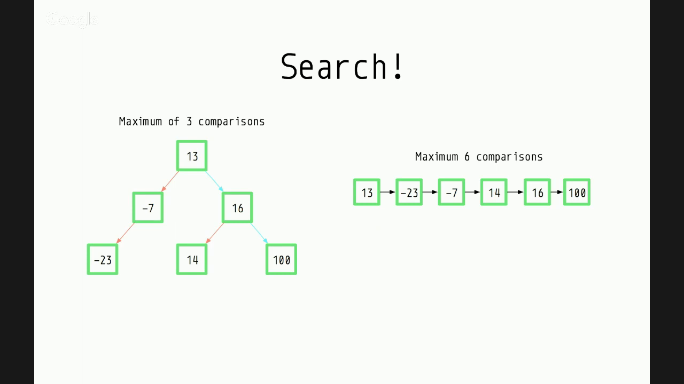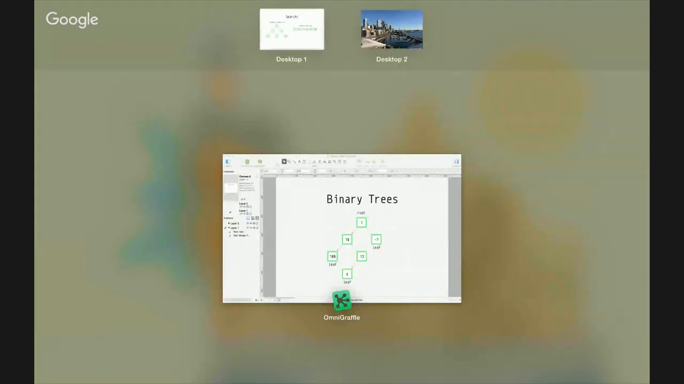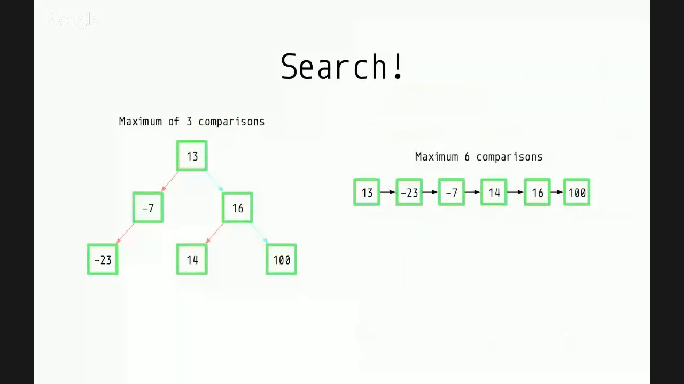So if we look at, for example, a singly linked list, which we looked at the other day, in this case we have a maximum of 6 comparisons. So if we're searching for 100, we're going to do 1, 2, 3, 4, 5, 6 comparisons. Or if we're searching for something that doesn't exist, we have to traverse the entire structure. In this case, traversing the entire structure is half as hard.